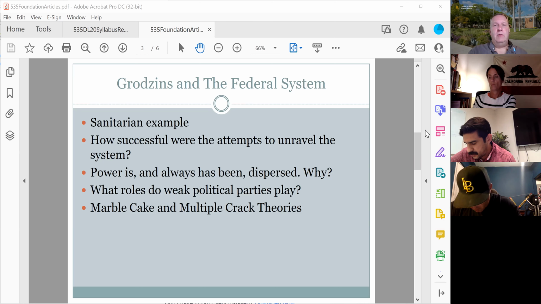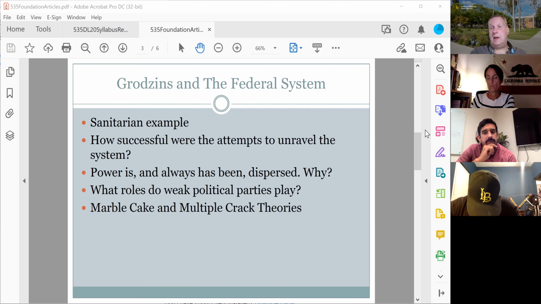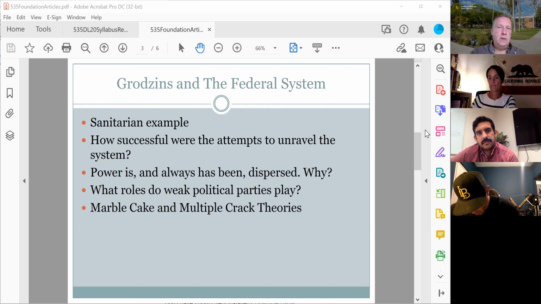The way in which Grodzins goes about doing this is he starts his article by giving us this example of what he calls the sanitarian. And the sanitarian is basically like a health officer, what we call a health officer today. And he says, well, let's take a look at this individual, the sanitarian, and how all of the different levels of government influence what the sanitarian is doing. So he says, when you think about it, the sanitarian's salary, his base salary, is coming from federal as well as state funds. And so federal and state government are involved in paying this individual for the work that they are doing. The sanitarian's office is being provided by the county.